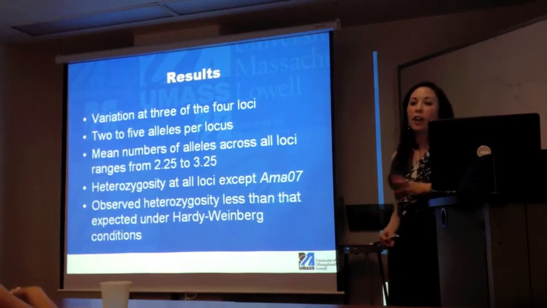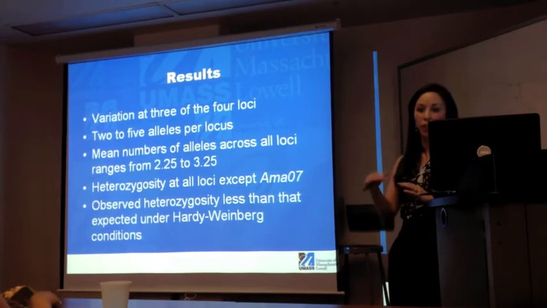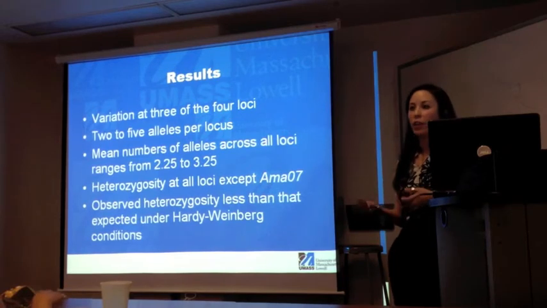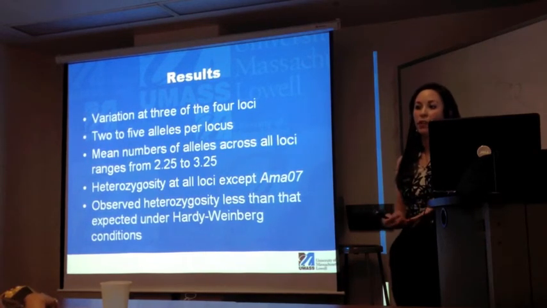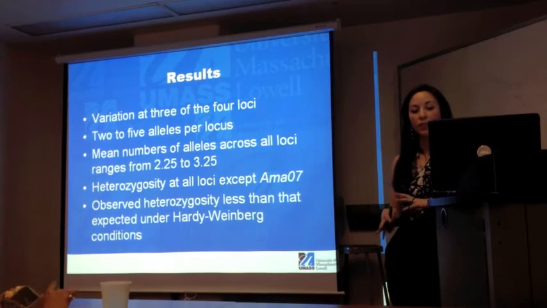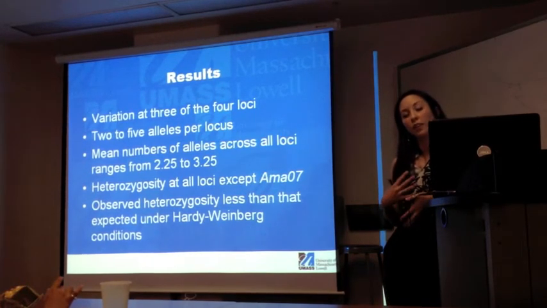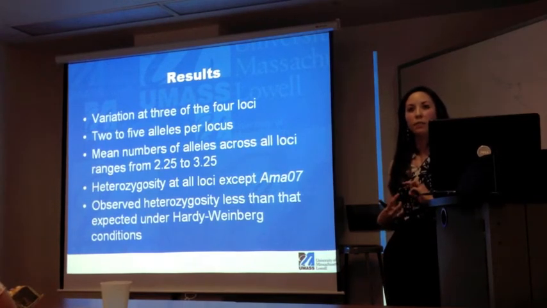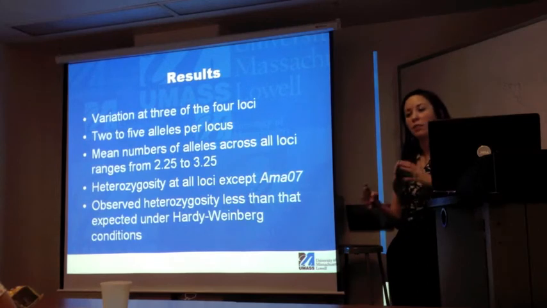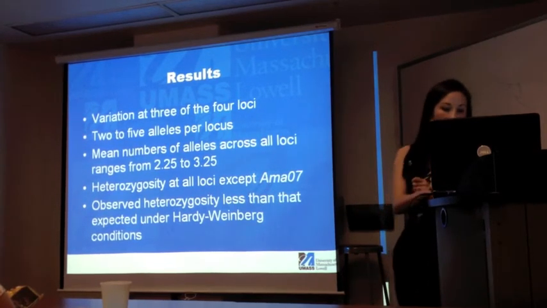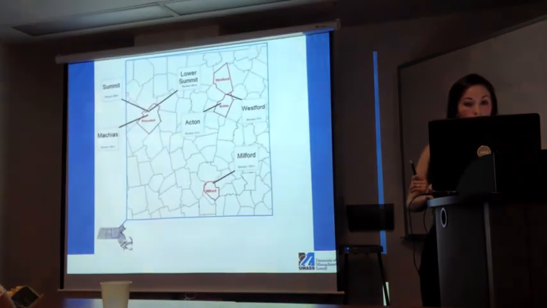There was heterozygosity, meaning different alleles, like one allele inherited from one parent that was different from the allele inherited from the other parent, and that occurred at all of those microsatellites except for AMA 7. It was observed that there was less heterozygosity than we would have expected under Hardy-Weinberg conditions in all the populations. Actin was not as distinct. It was probably about neutral. Those were a few of our results.